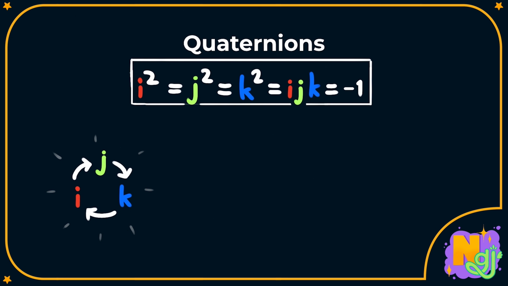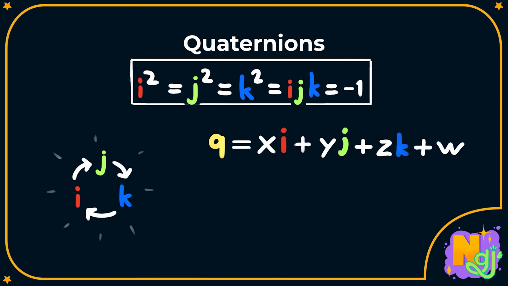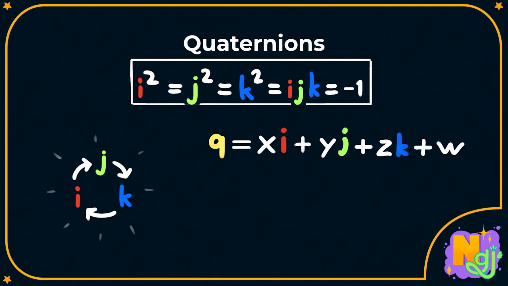OK, so a quaternion is then an algebraic object that has some amount of i, some amount of j, some amount of k, and a real number w, which is also just some number, right? So in Unity, when you create a quaternion, for example, you specify the values x, y, z, and w. So that's what these coefficients are here.